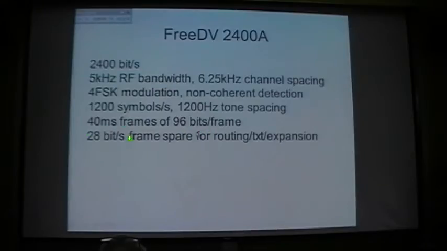We have 28 bits per frame spare for routing, text, or expansion. We decided just not to allocate them at this point because we're really interested in seeing what we can do with the digital voice by itself. Other people can come up with how they want to route it and put it through the repeaters, or send other data if they want to.